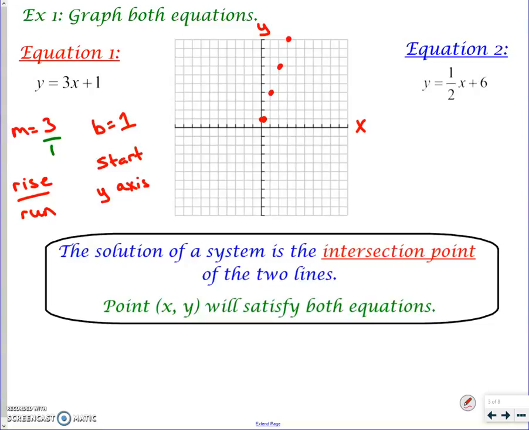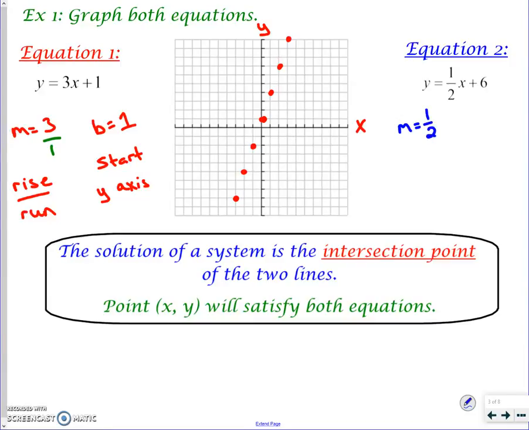And then I'm actually going to follow this pattern backwards and go down 3 to the left 1. Down 3 to the left 1. So our goal is to make a line of dots. And I'm not going to connect these dots, and we'll see why here in a minute.